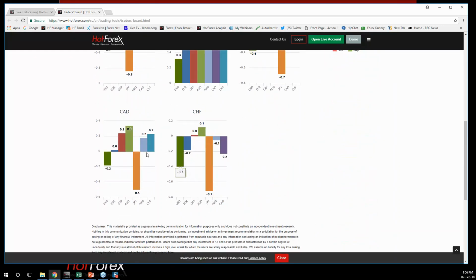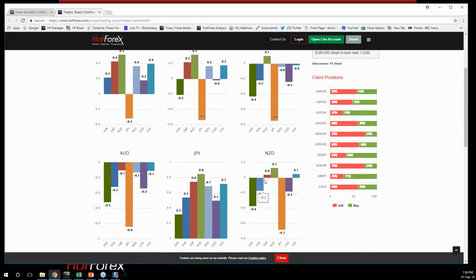Obviously, some other currencies are a bit mixed. CAD here, a bit up, a bit down. Mostly not a lot going on. Swiss mostly down. New Zealand mostly down from having a really strong day.